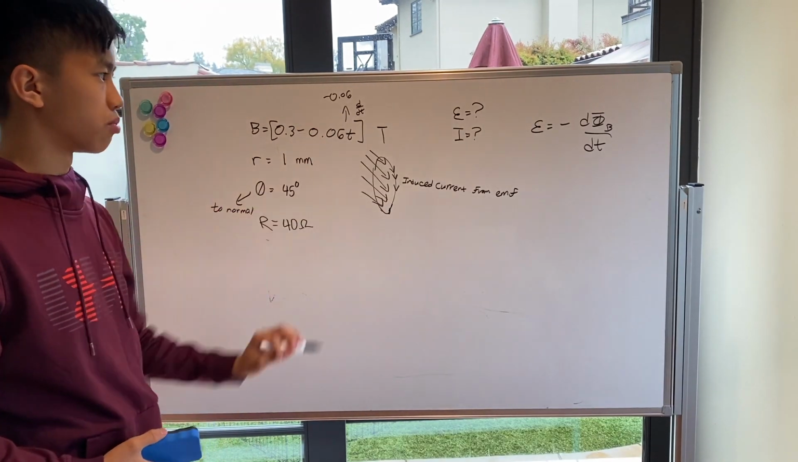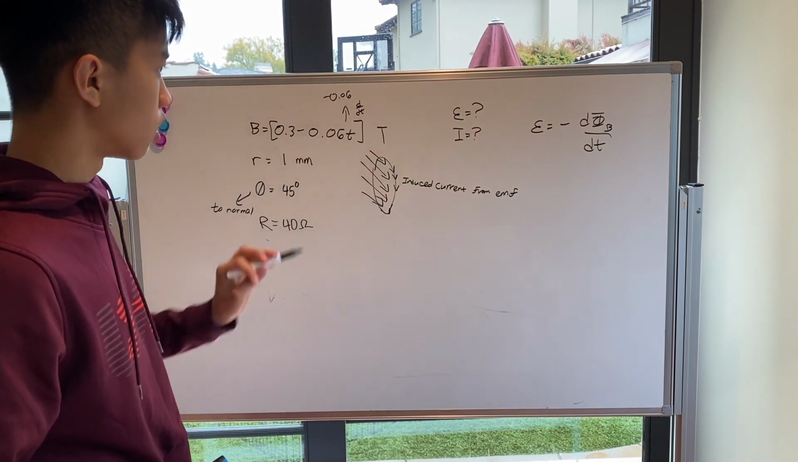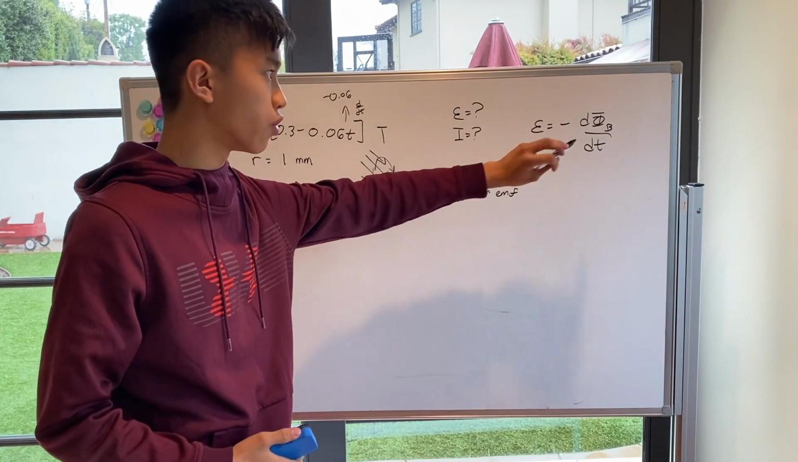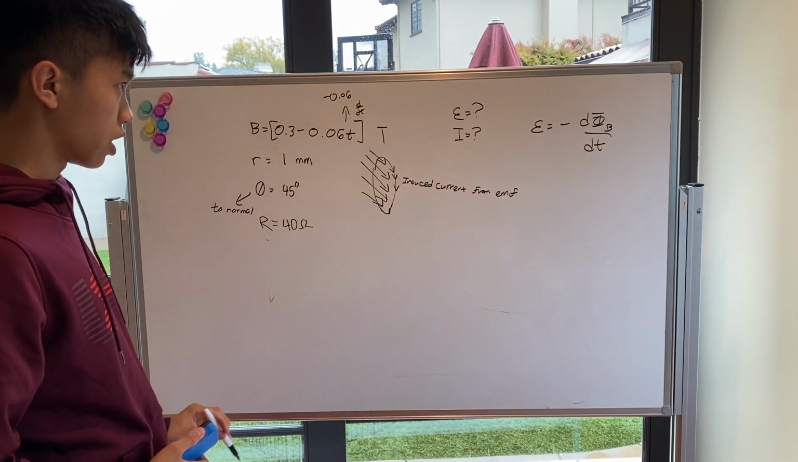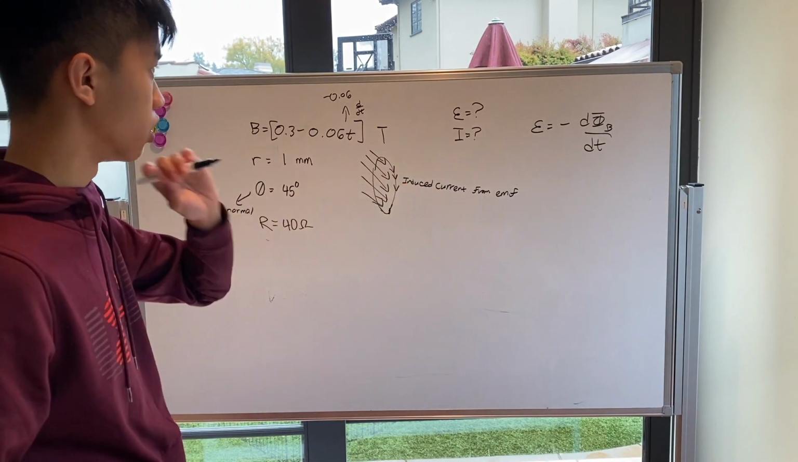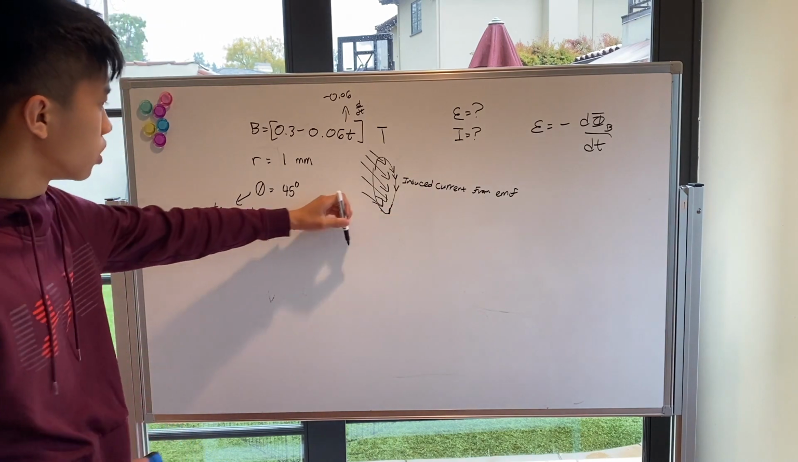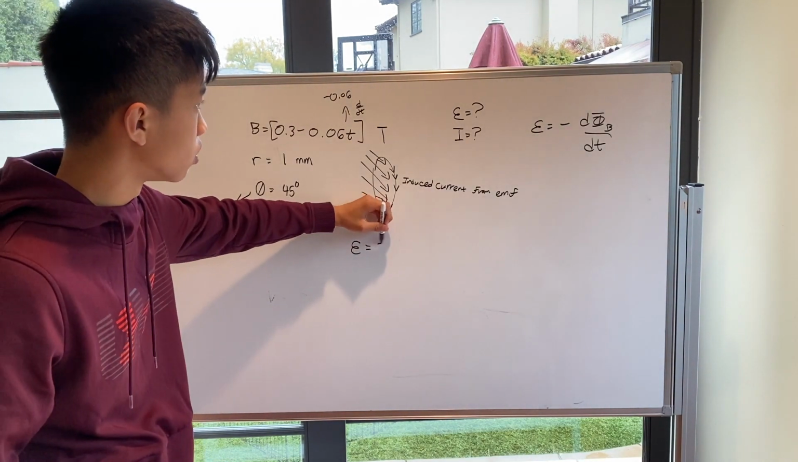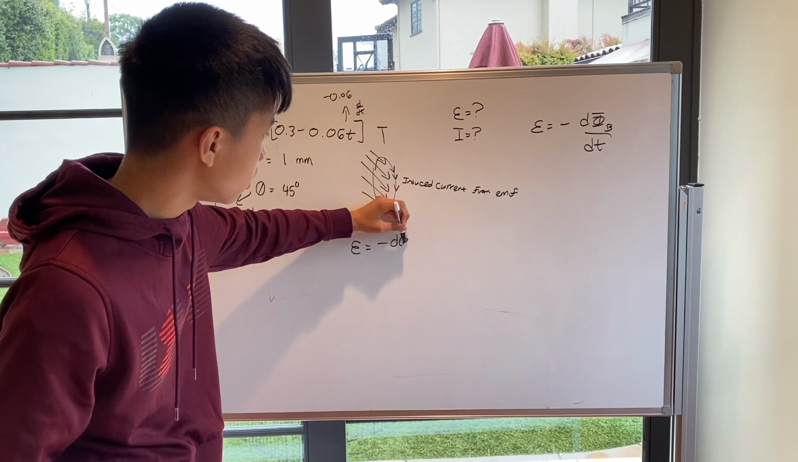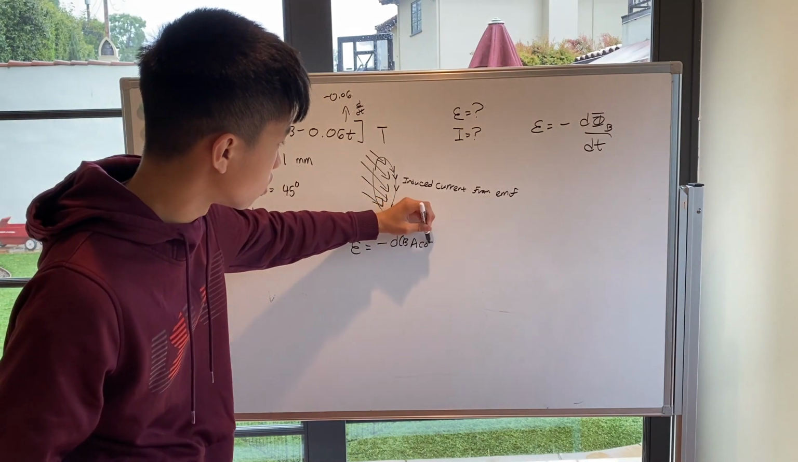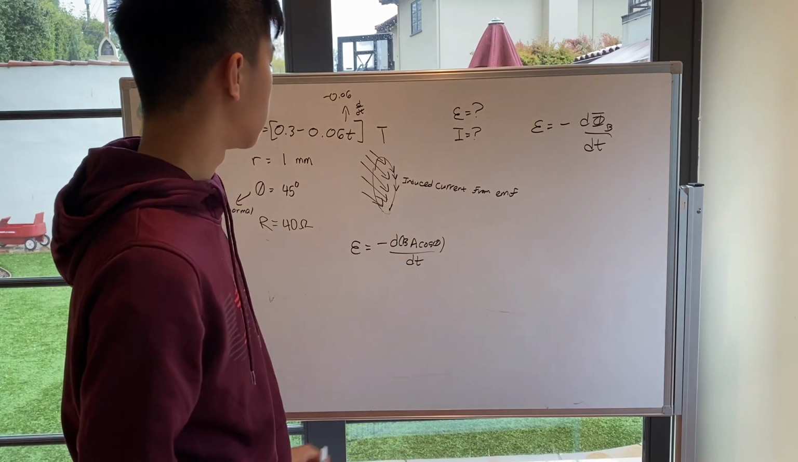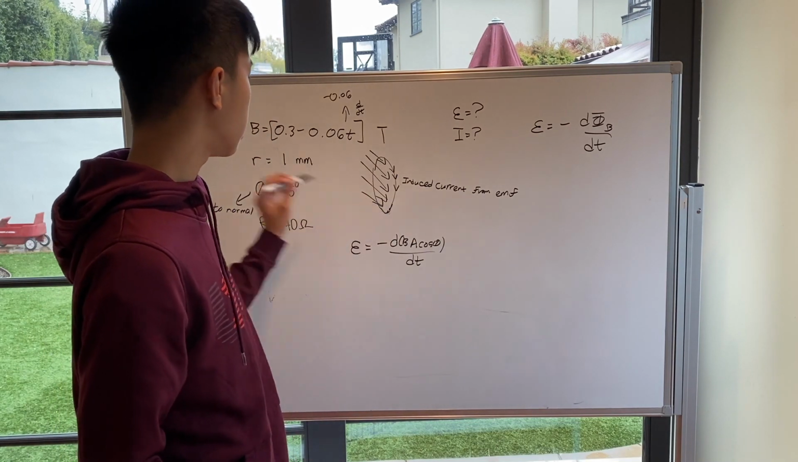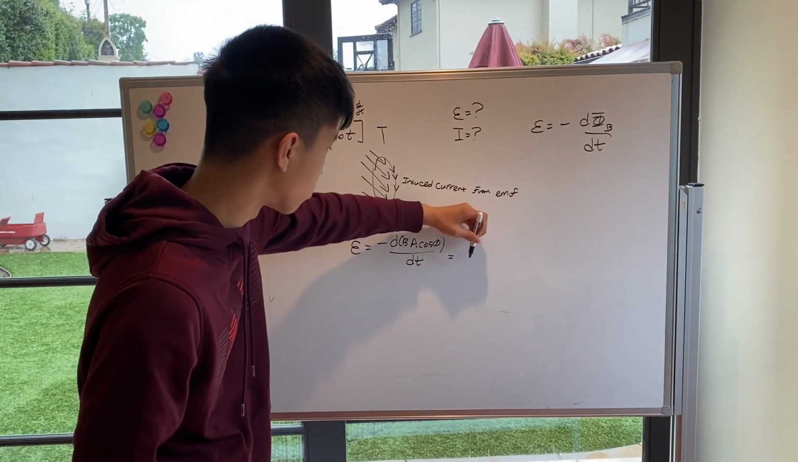Let's try a practice problem. So let's bring back the original Faraday's law of induction that we had earlier. And then, well, how do we solve this? Well, we know EMF is equal to negative d(B A cosine theta)/dt. But since we know that A and cosine theta are constant, we can bring those out.